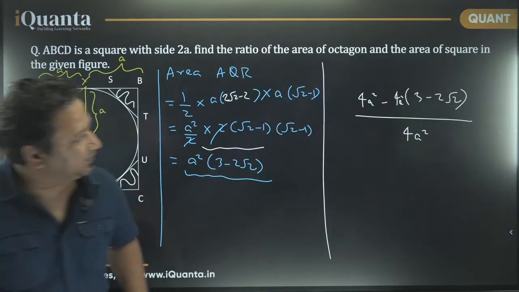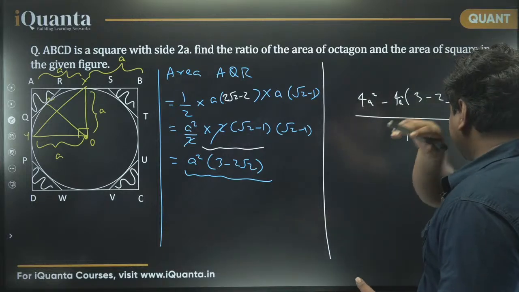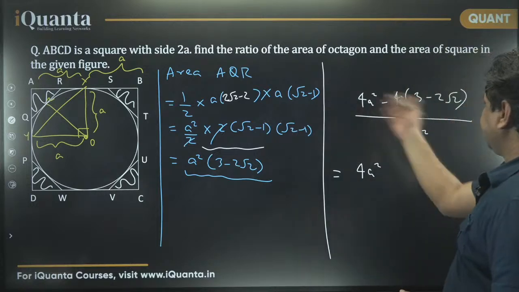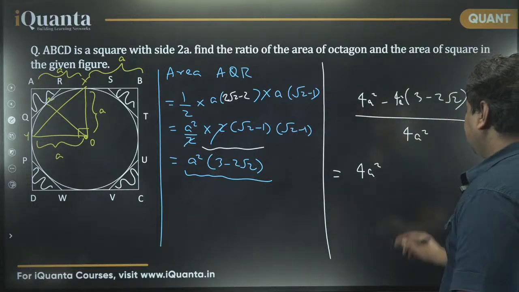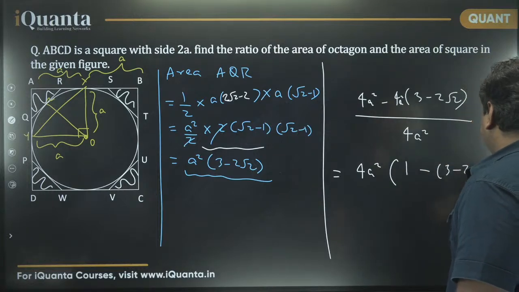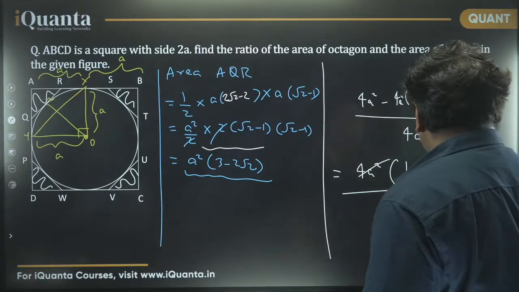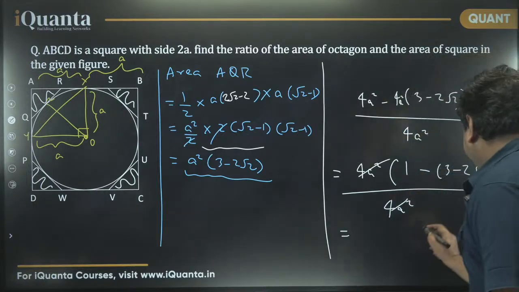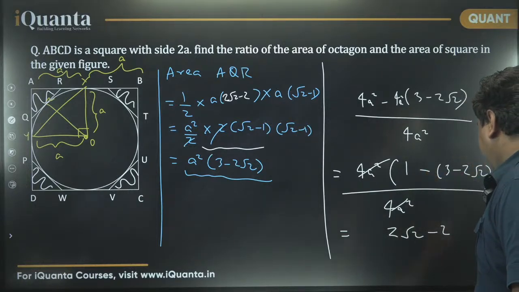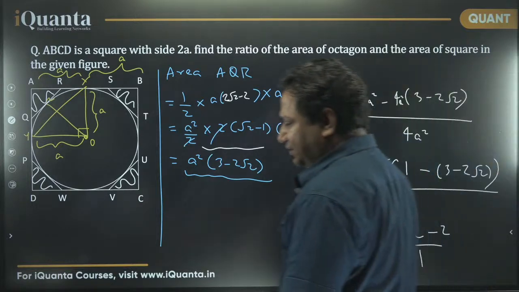Be quick, solve it. A square will get cancelled, isn't it? I can take 4a square common here, and that gets cancelled. I'm left with 1 minus 3 minus 2 root 2 upon 4a square, which gets cancelled. That is what we want. So if I open it, I'll get 2 root 2 minus 2. That is the answer. Upon 1, write it or don't write it, it makes no difference. That happens to be the answer.